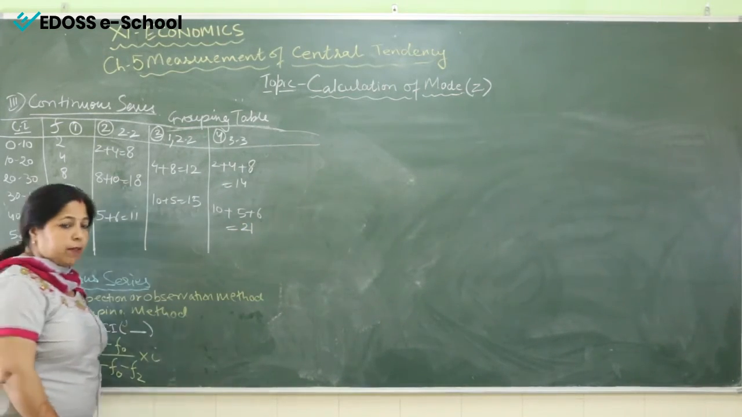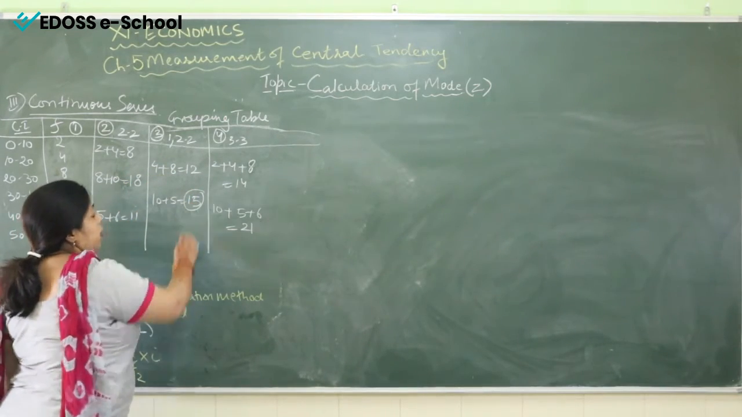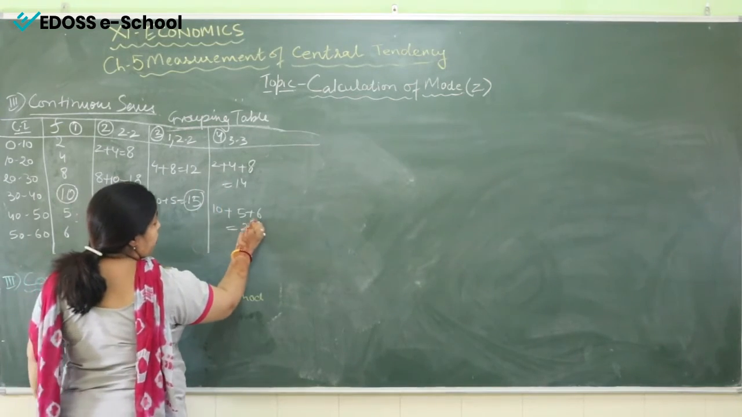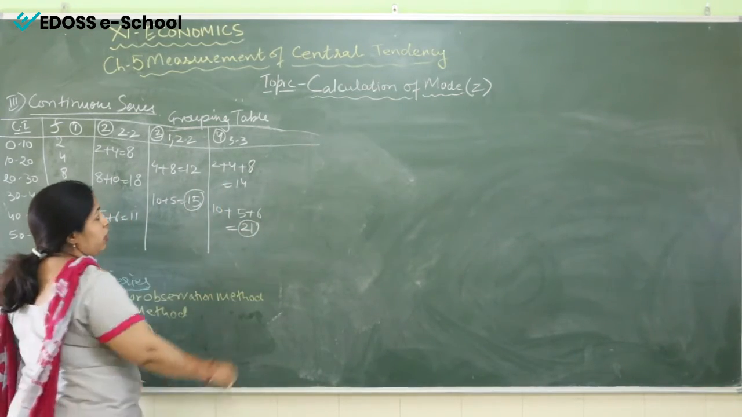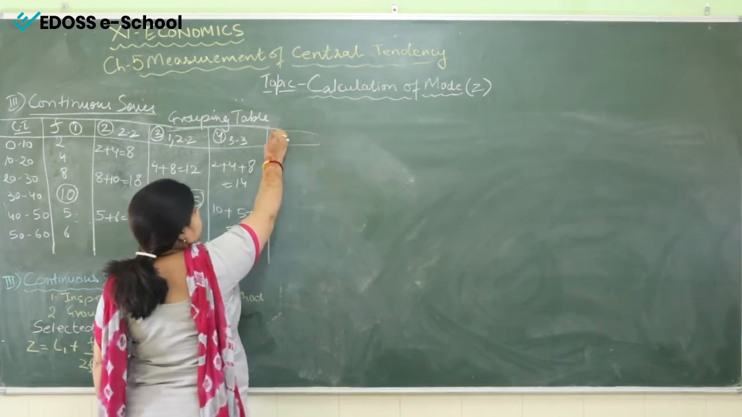We have left one step, that is to circle the numbers. Among these two, this is the highest number. We have circled it. Among 14 and 21, 21 is the highest. We have circled it. This is the fourth column. Coming on to the fifth group.